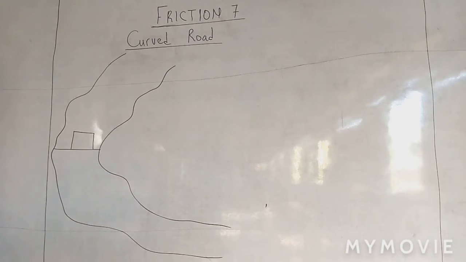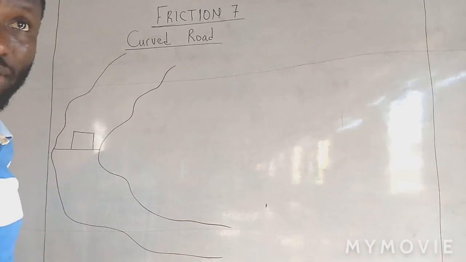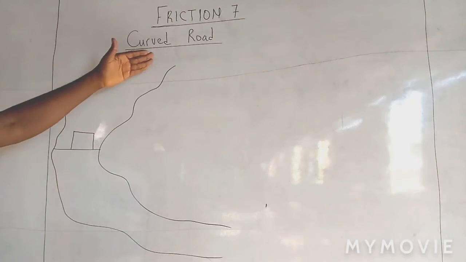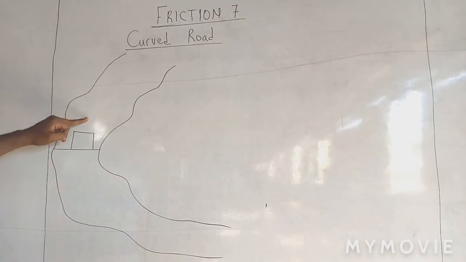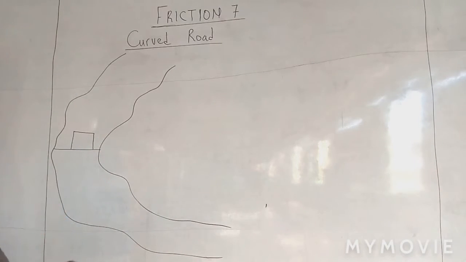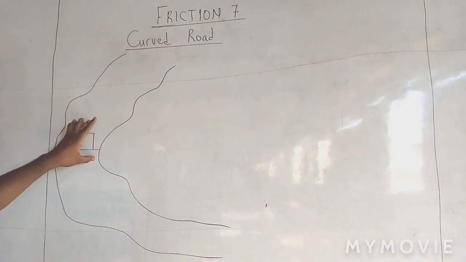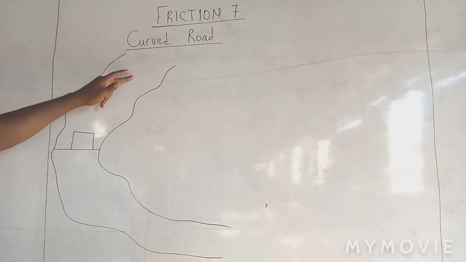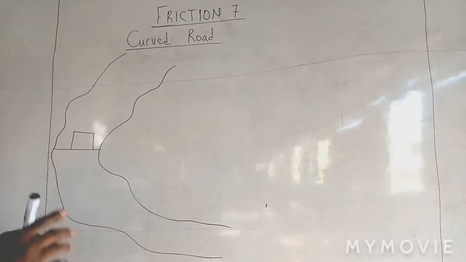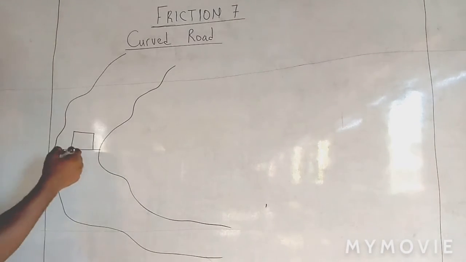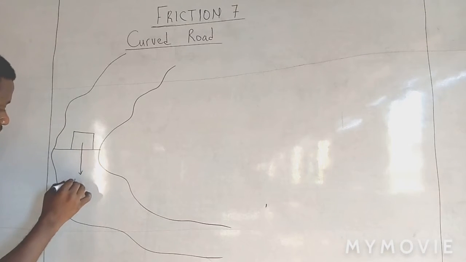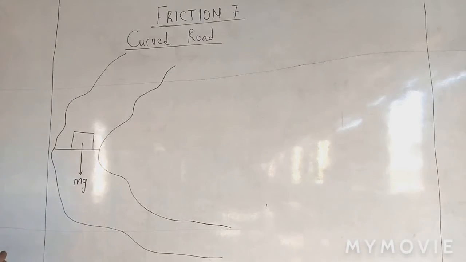All right. So this is one of the applications of frictional force. A car can move along a curved road like this. We want to calculate the maximum speed required by this car to move along this curved road without any form of skidding. In that case, this car has a weight that acts vertically downward, and that is mg.